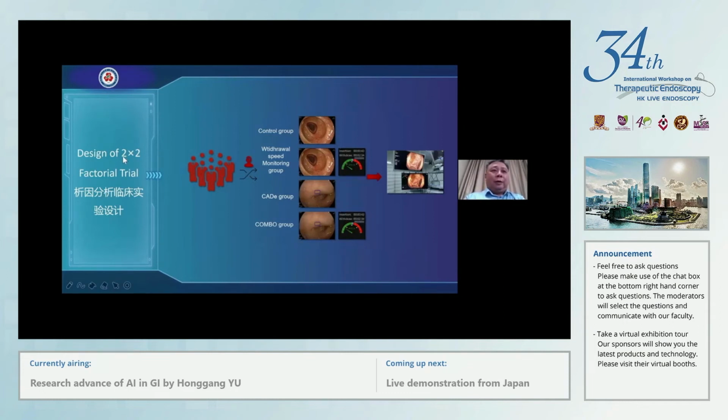It's a two-factor trial, so we have 4 groups. The first group is the control group, the blank group, the second is the quality control group, and the third one is CADE. The fourth one combines the 2 functions. So I will show you this result.